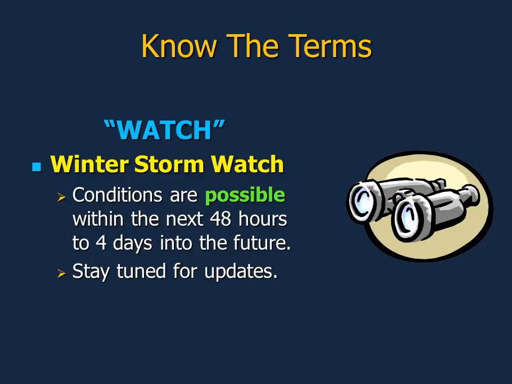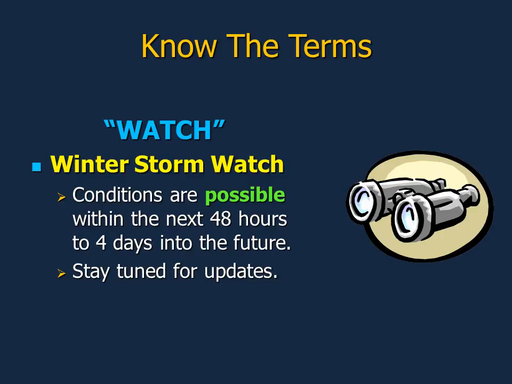Now let's talk about winter weather highlights. Do you know the difference between a watch, warning, and advisory? So first is a watch. A watch is the pre-stage of a winter weather hazard. A watch means that winter weather conditions are possible within the next 48 hours to 4 days in the future, and is issued when the forecaster is more than 50% confident, but less than 80% confident that local winter storm criteria will be reached. That brings up a good topic.